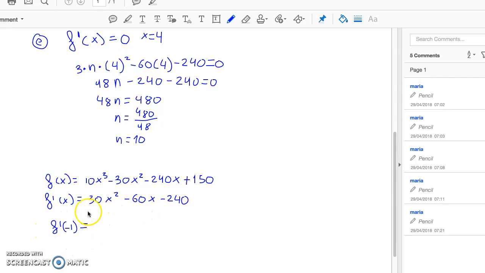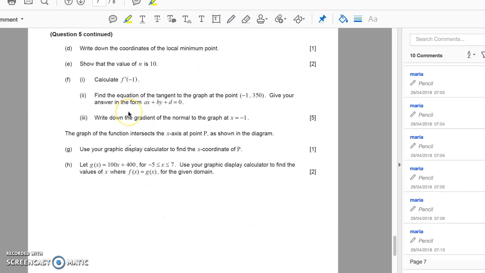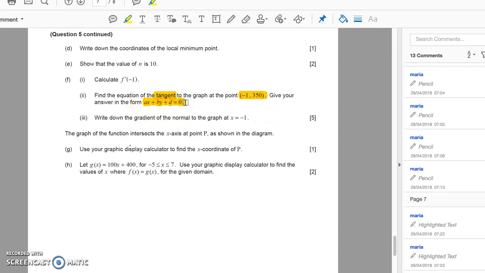When they're asking me what's the value of the derivative of -1, I just need to plug the -1 in my function. So plugging the -1, doing all the calculations, at the end my result is -150. Next, find the equation of the tangent to the graph at the point -1, 350, and then give your answer in the following form.